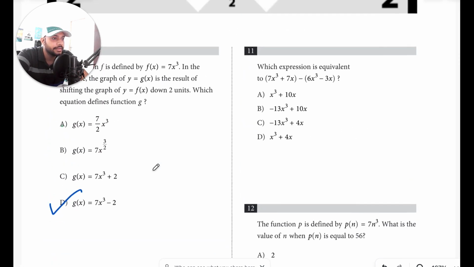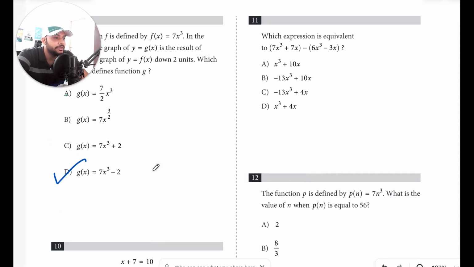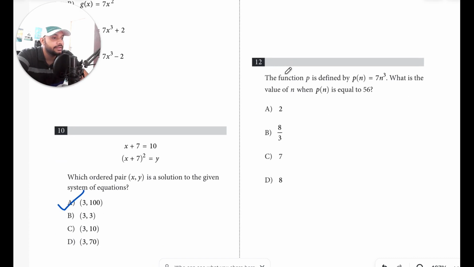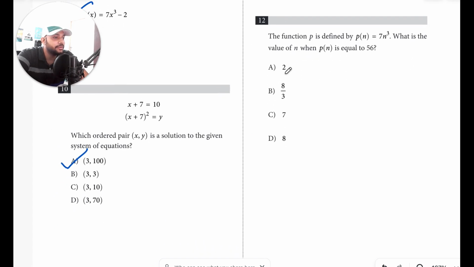Okay. 11. Which expression is equivalent to 7x cubed plus 7x minus 6x cubed plus 3x? I opened the brackets, that's why it said plus 3x. 7x cubed minus 6x cubed is x cubed. 7x plus 3x is 10x. Option E.